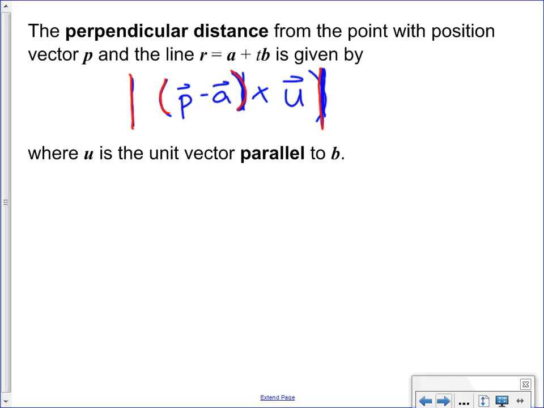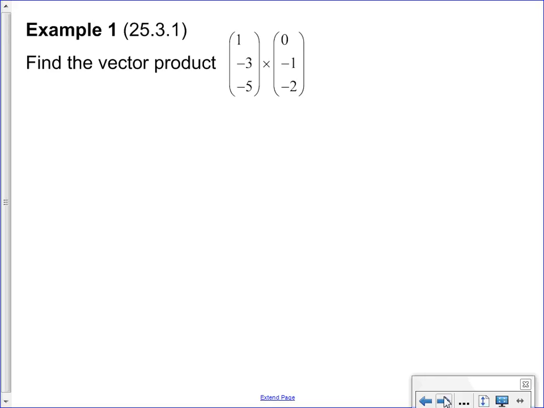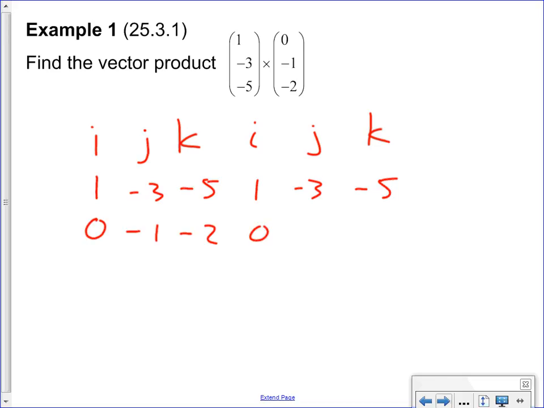First one's easy. Find the vector product. i, j, k, then 1, -3, -5, and 0, -1, -2.